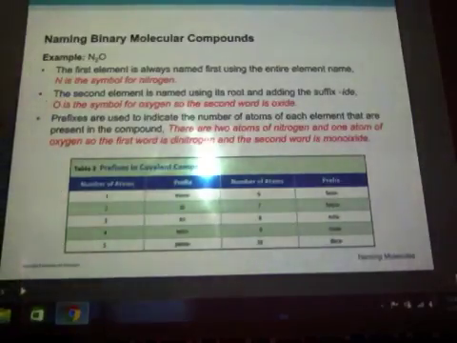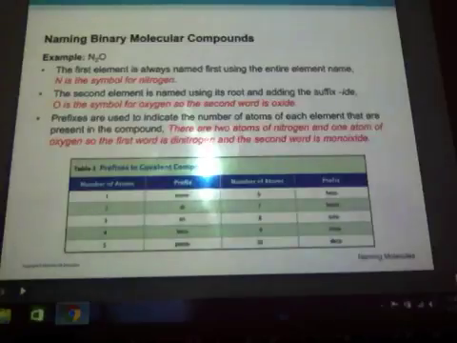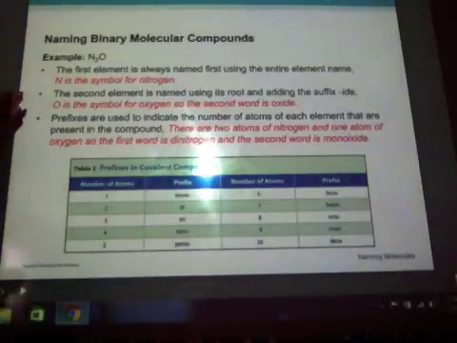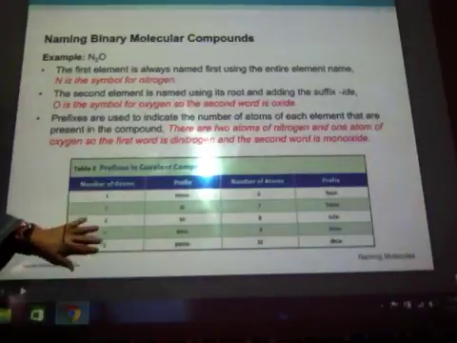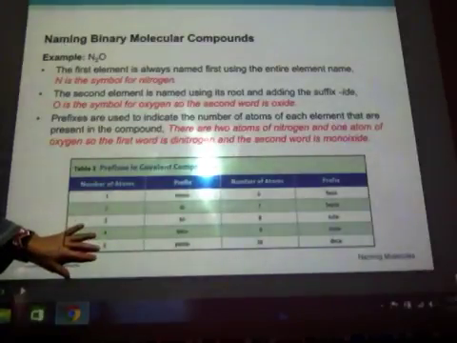When we name molecular compounds, numbers are going to matter. Like MgCl2 was magnesium chloride. We didn't care about the 2 that went with chlorine. We didn't care about how many calcium or whatever. When we're looking at molecular compounds, the numbers are going to matter, which makes naming them very easy.